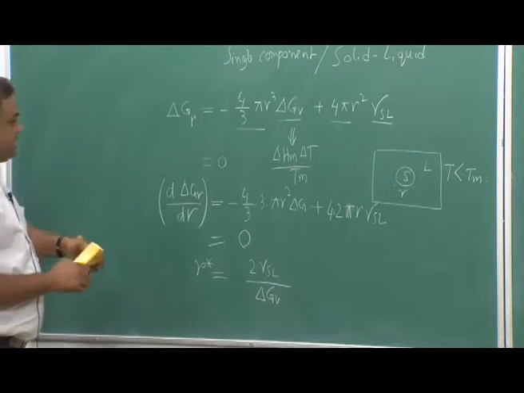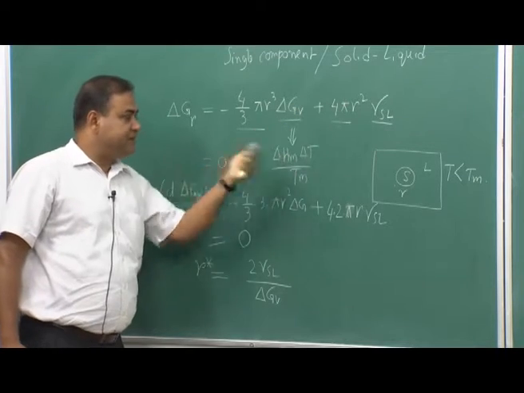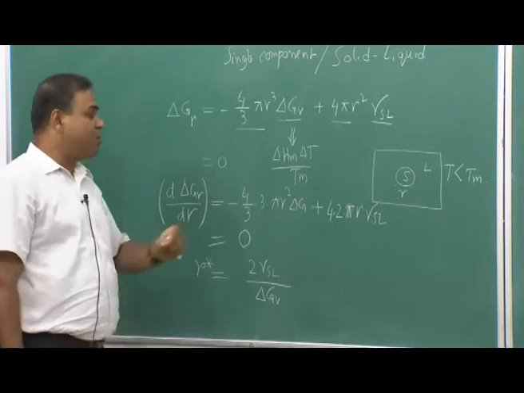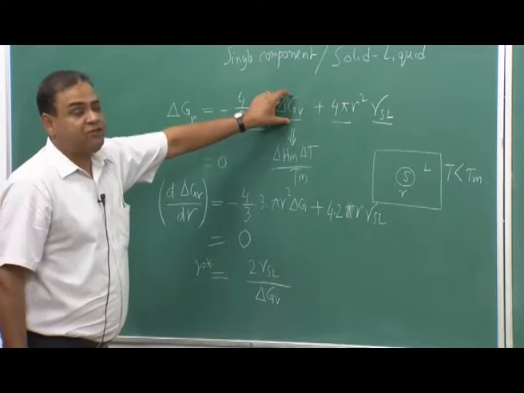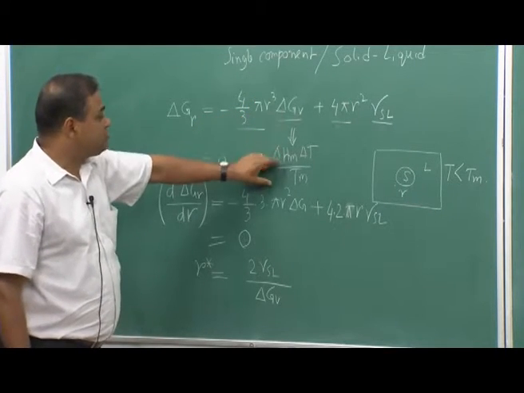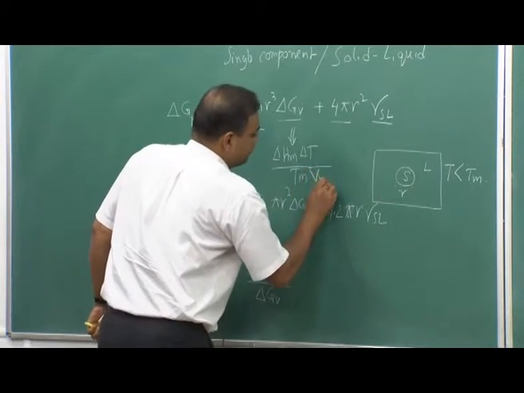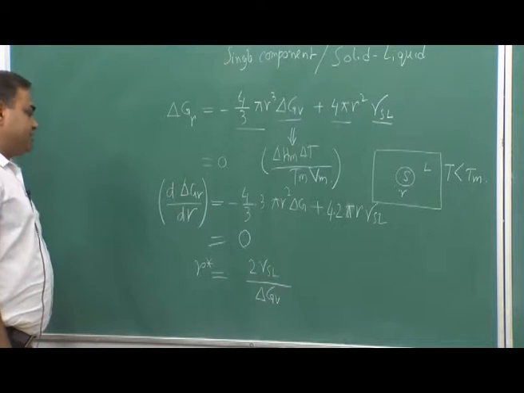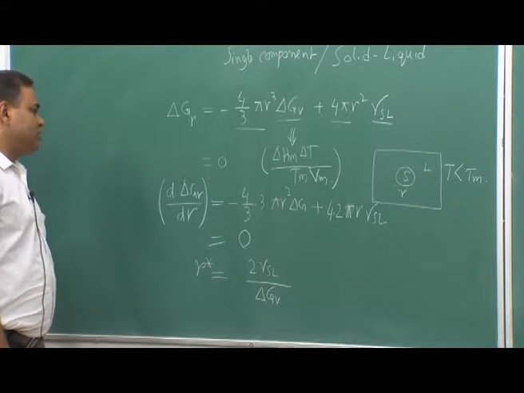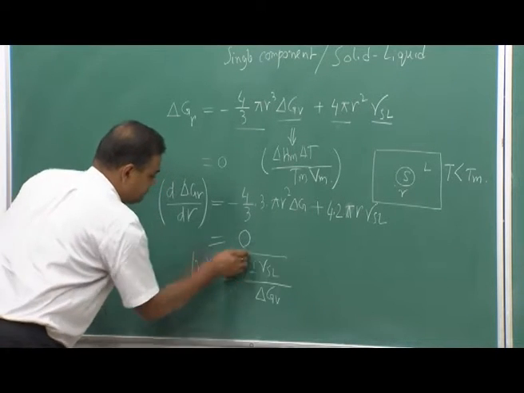Now, if we see this expression for del G V, there is a small problem. The problem is that this term is a molar term, but this is a volume term. So, in order to make it a volume term, we have to divide it by V m. We have already seen that; we have already done this particular treatment to convert molar to volumetric. Now, this is a critical expression.